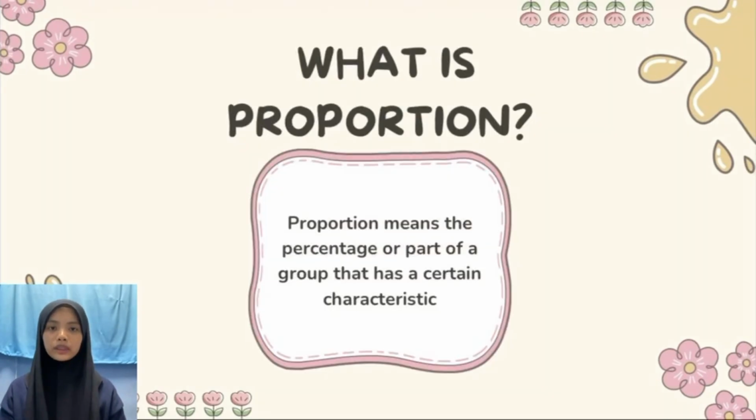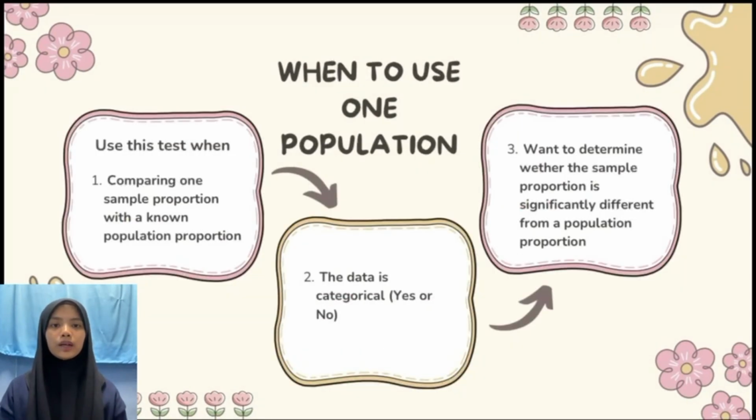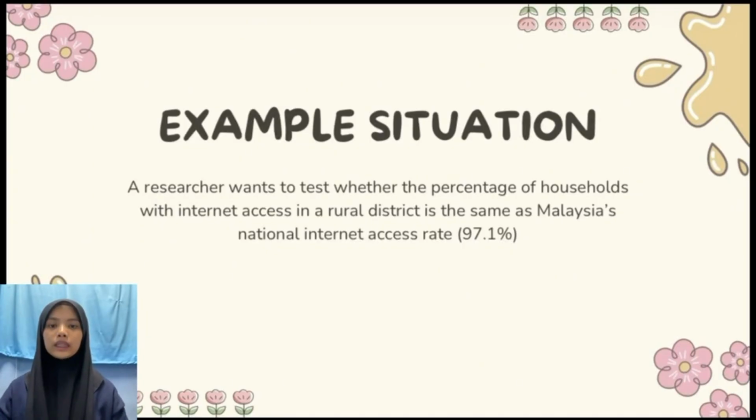So, what is proportion? Proportion means the percentage or part of a group that has a certain characteristic. So, when to use one population proportion test? Use this test when comparing one sample proportion with a known population proportion. The second is, data is yes or no. For example, internet access, yes or no. And the last is want to check if there is a difference in a proportion. So, the example situation is internet access rate in a rural area versus national rate, which is 97.1%.